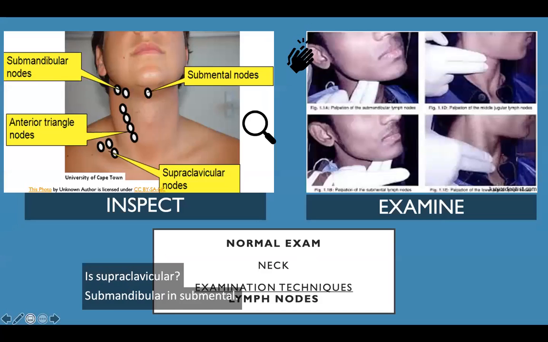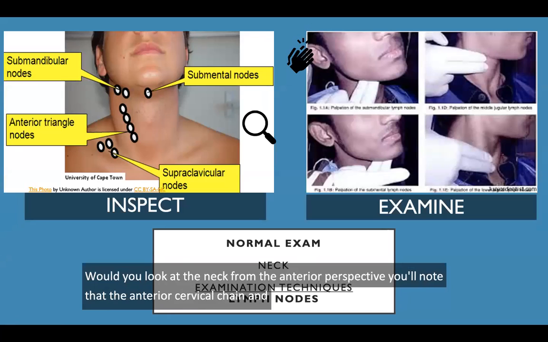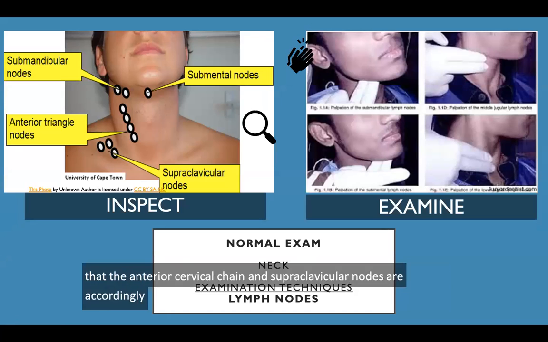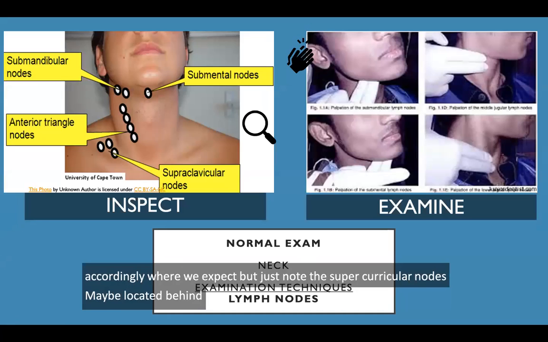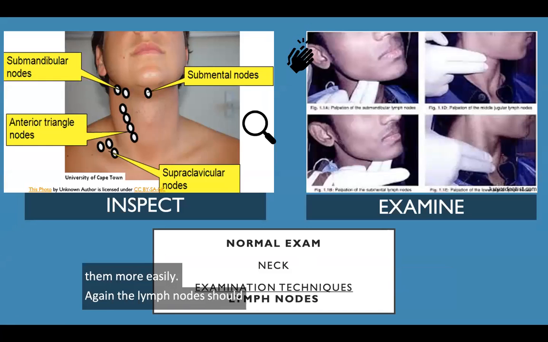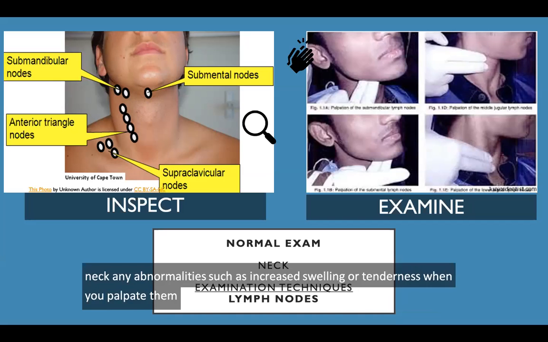When you look at the neck from the anterior perspective, you'll note that the anterior cervical chain and supraclavicular nodes are accordingly where we expect. But just note the supraclavicular nodes may be located behind the clavicle and you may need to push down to feel them more easily. Again, the lymph nodes should not be truly visible when you look at the neck. Any abnormalities such as increased swelling or tenderness when you palpate them is an abnormality and should be further investigated.